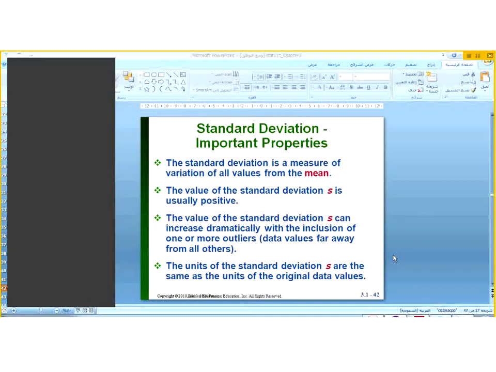So if we calculate the standard deviation of the heights, what will be the unit? For the heights, what is the unit?